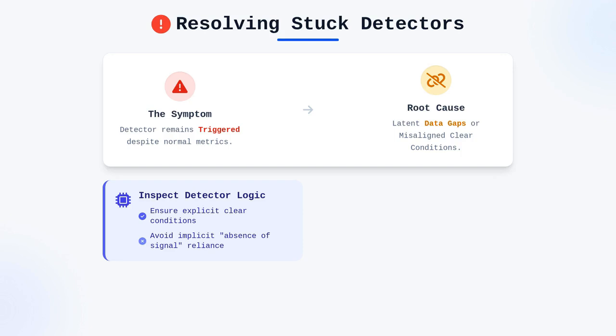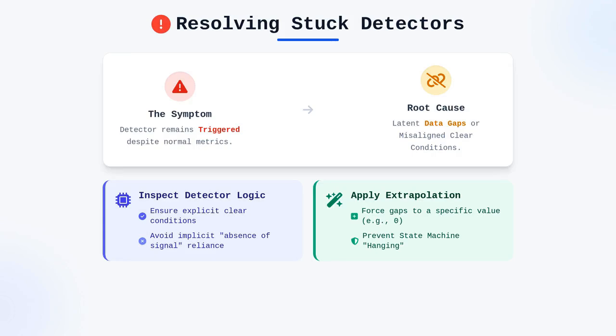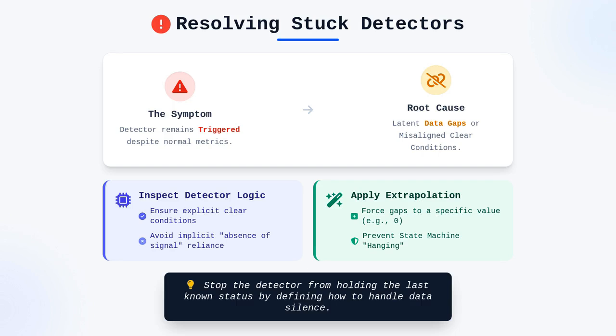To resolve this, you can define an explicit extrapolation policy within your alert definition, which forces the system to treat gaps in data as a specific value, such as 0 or the last observed value, rather than simply ignoring the gap. This prevents the state machine from hanging indefinitely while waiting for a signal that may not arrive during periods of low activity.